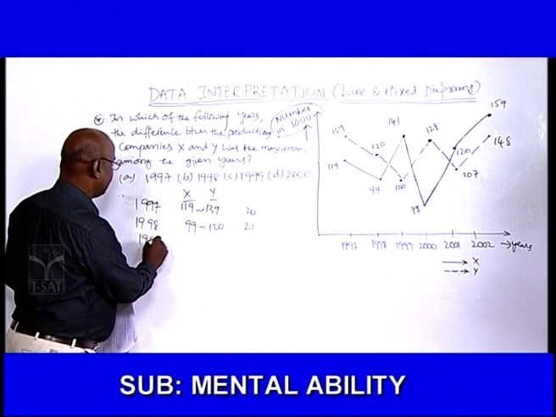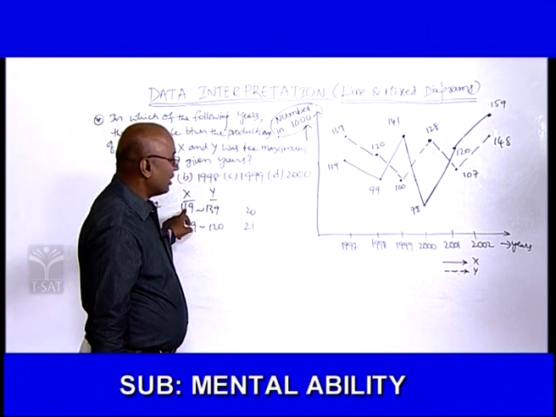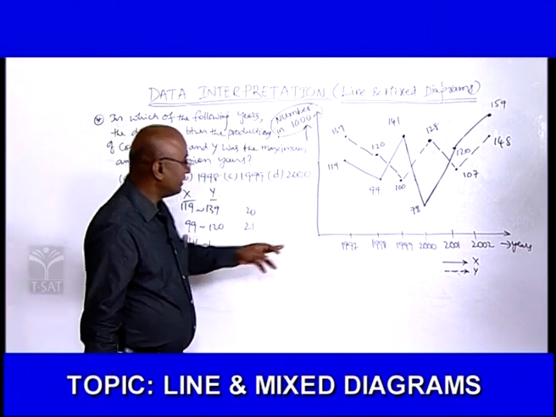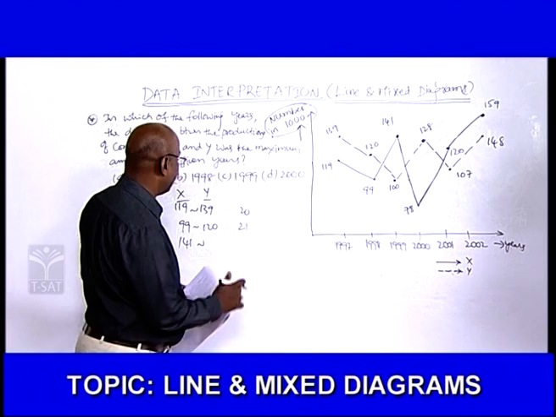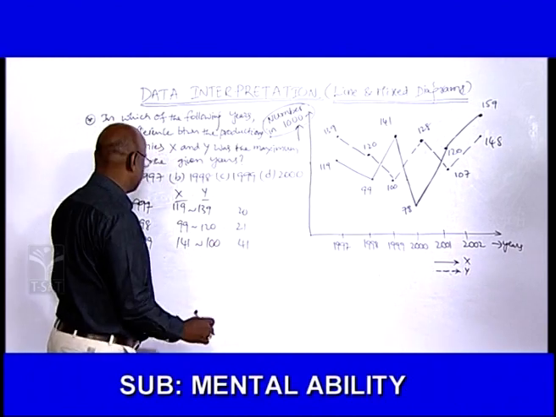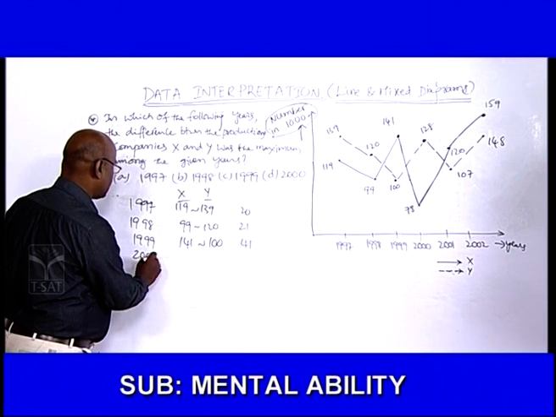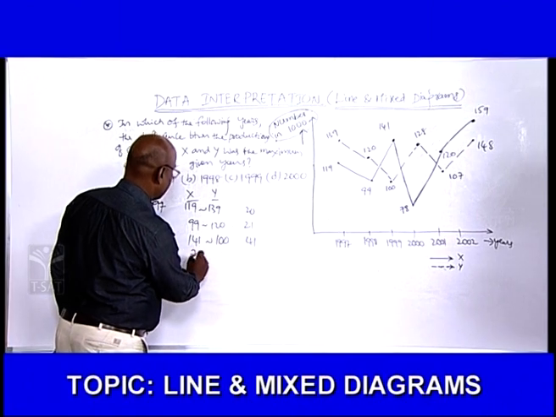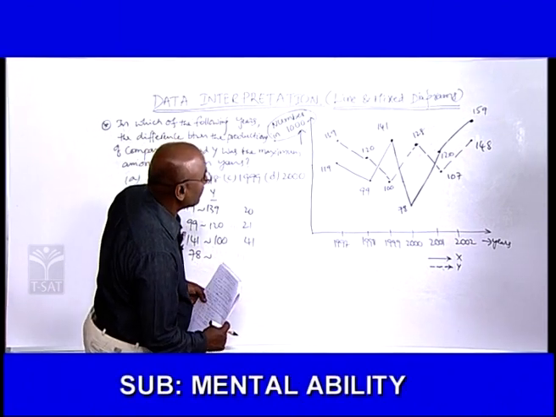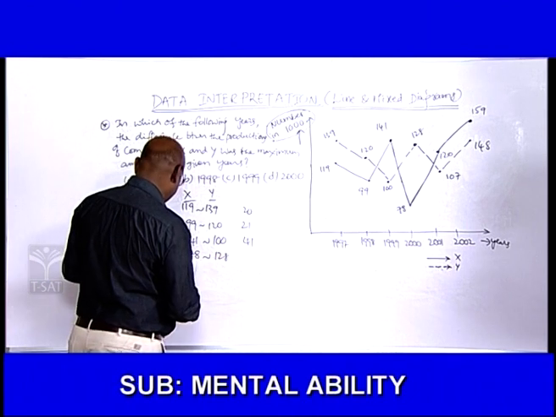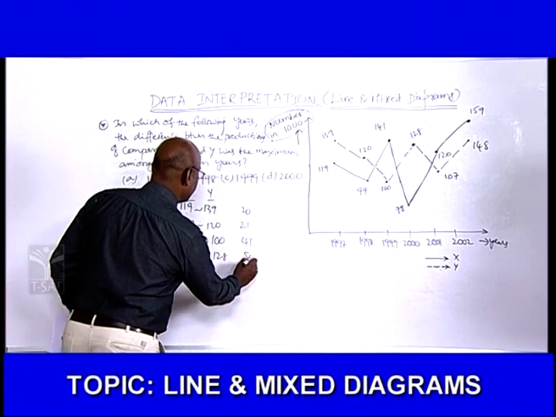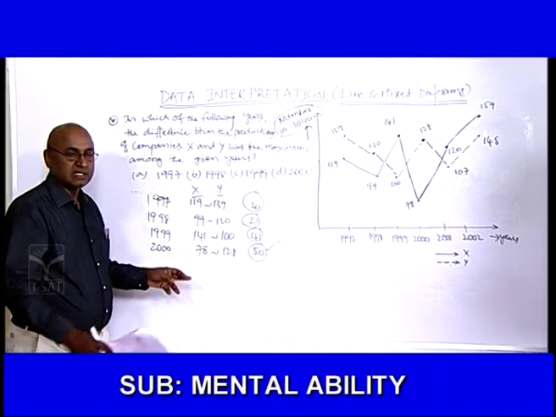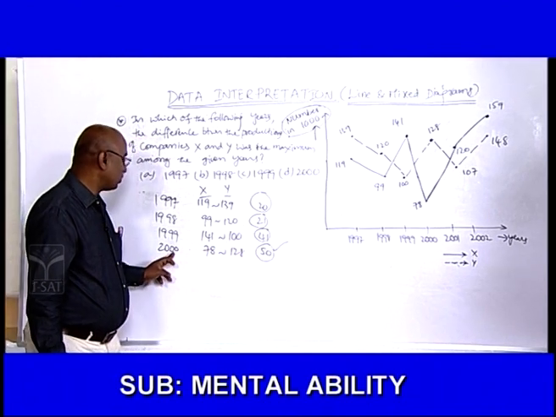And in the year 1999, X company's production is 141 and the production in the year 1999 of Y is 100. So the difference is 41,000. And in the year 2000, X company's production is 78 and Y company's production is 128. So 128 minus 78, this is 50,000. So the maximum is 50. So the difference is maximum in the year 2000.